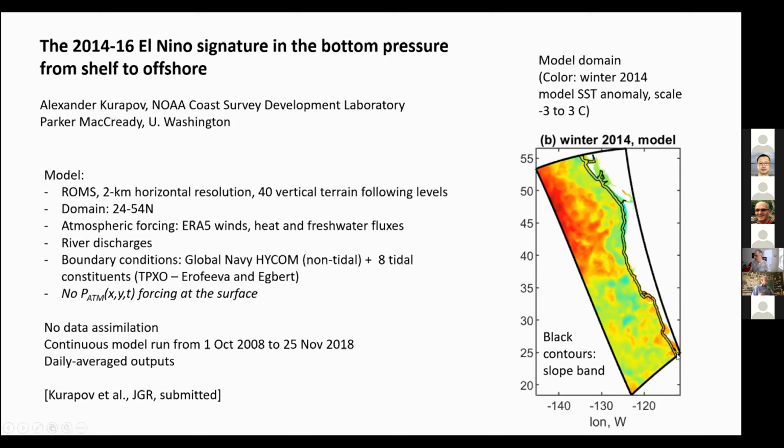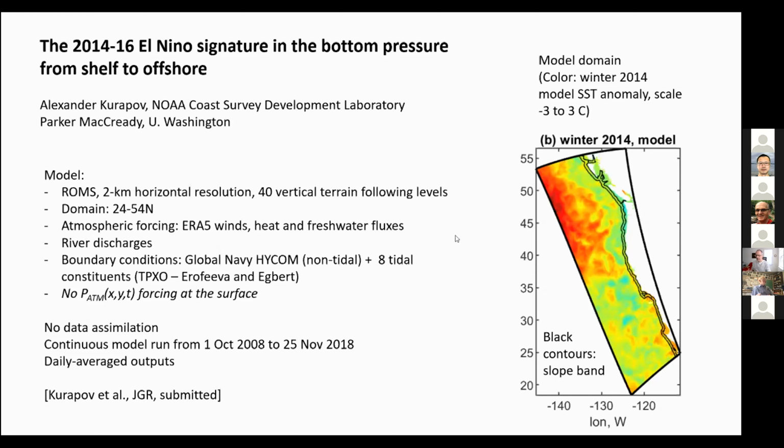The domain goes from almost the tip of Baja California to British Columbia, and includes the entire west coast of the United States. We apply forcing to this model: the winds, heat, and freshwater fluxes, and some large river discharges in this area in Oregon and Washington. Boundary conditions provide forcing for tidal and non-tidal constituents. So this model does have tides.